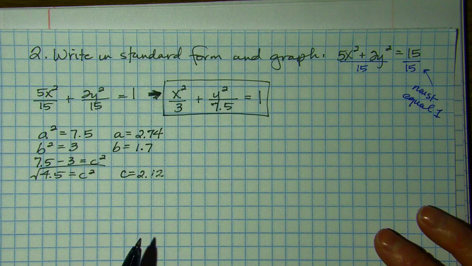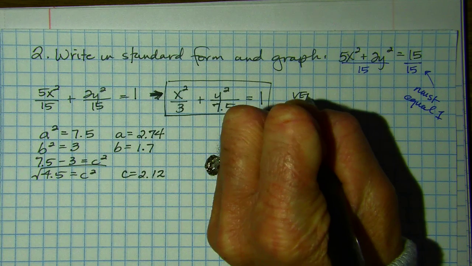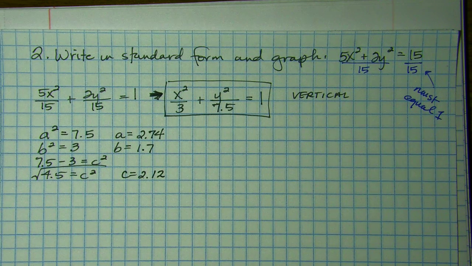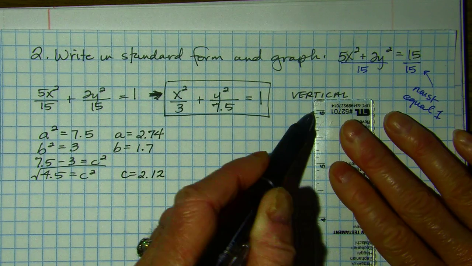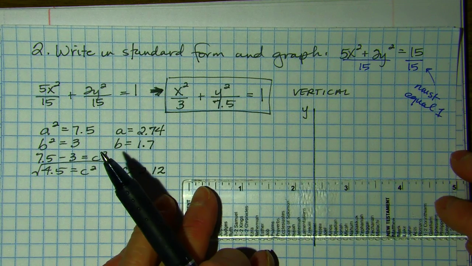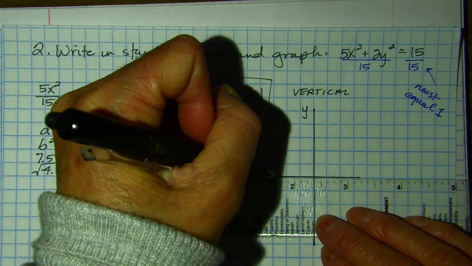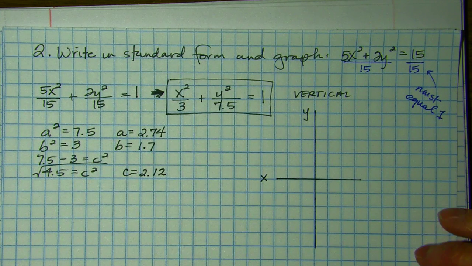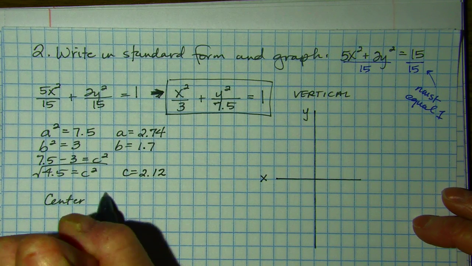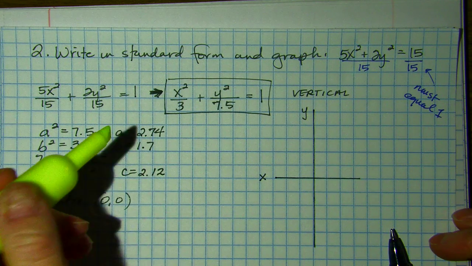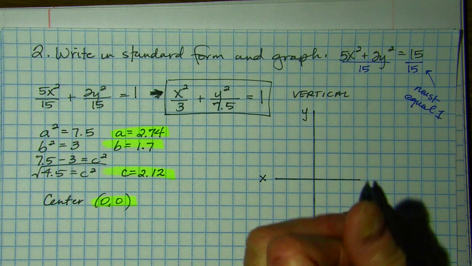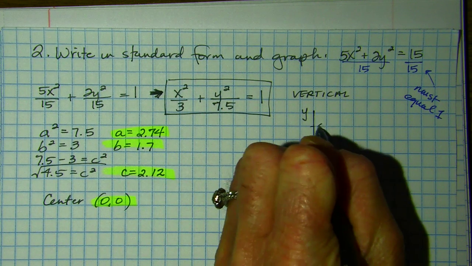Now, because a squared is underneath y, this will be a vertical ellipse because the larger number is underneath y. So when I go to graph this, I'm going to leave more room on the y-axis versus x. Also, the center, there's nothing in parentheses next to x and y, so the center is at 0, 0. So I am going to deal with all of these numbers here. I'm just going to make sure I have at least one number on my axes so we know our scale.